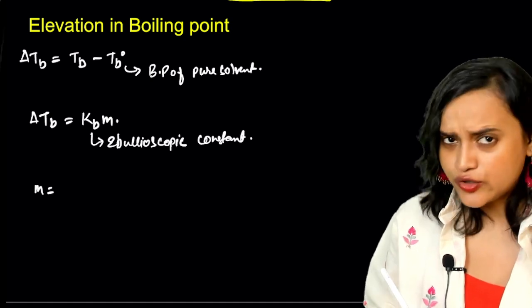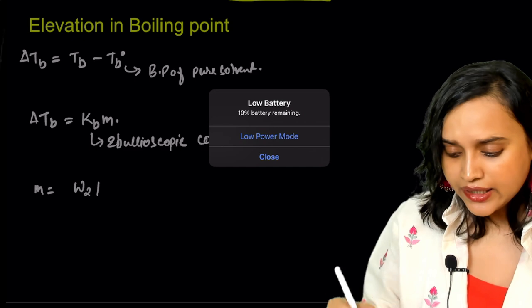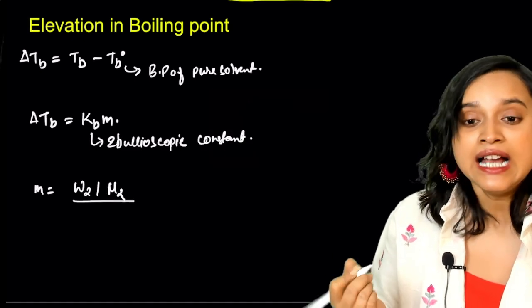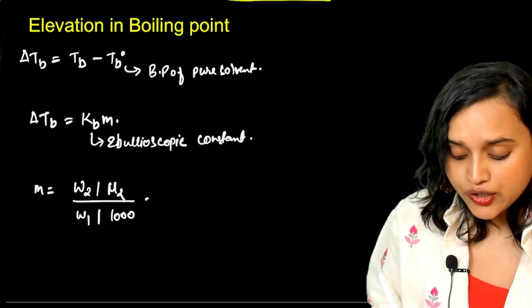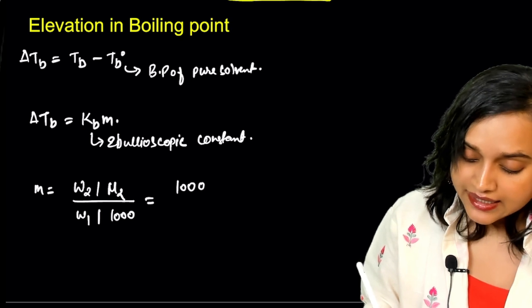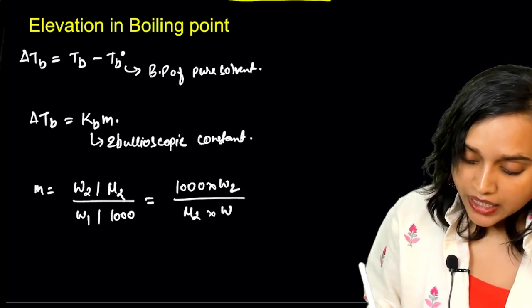Molality is equal to, do you all know that molality is equal to given mass divided by molar mass, and then divided by W1 divided by 1000? Do you all agree to this? Yes. And if that is the case, then can I write it as 1000 multiplied with W2 divided by M2 multiplied with W1?